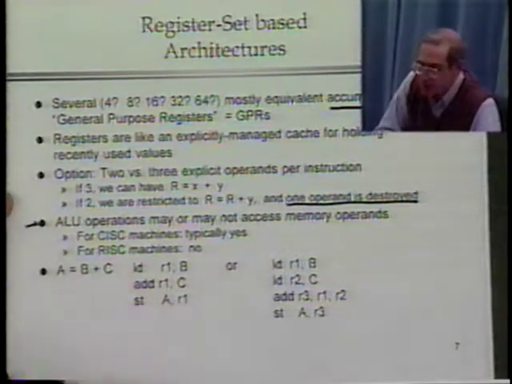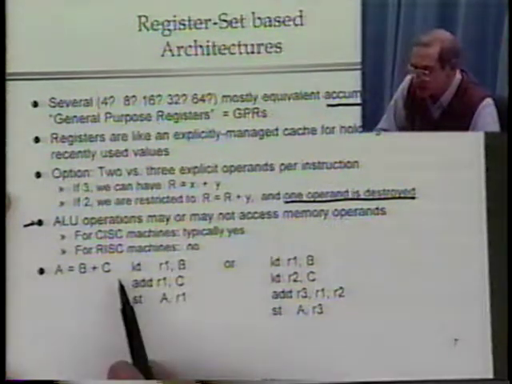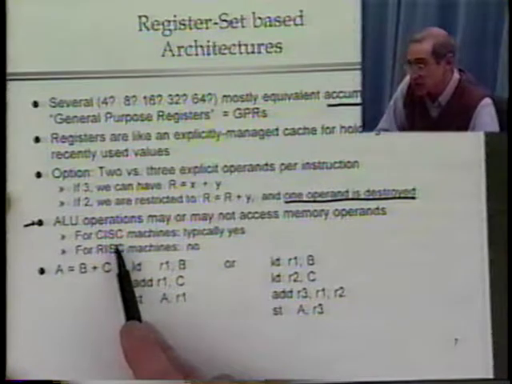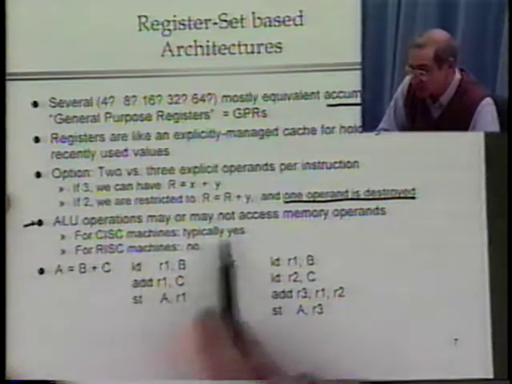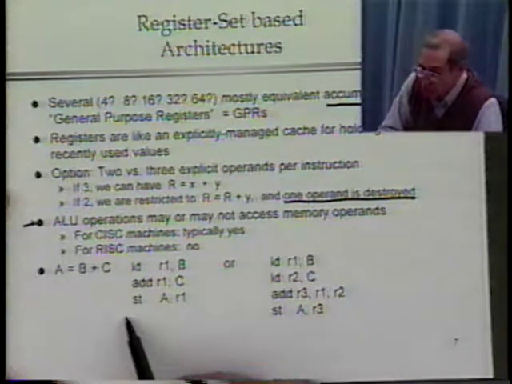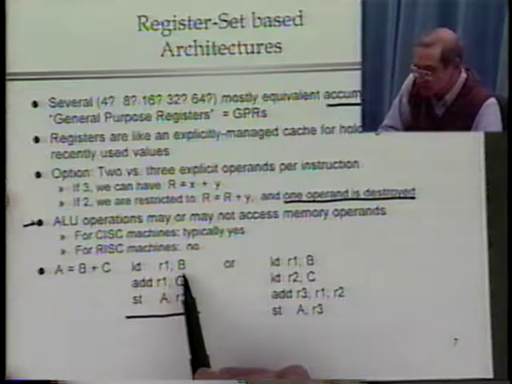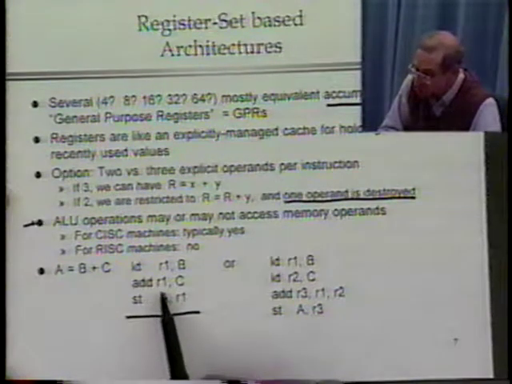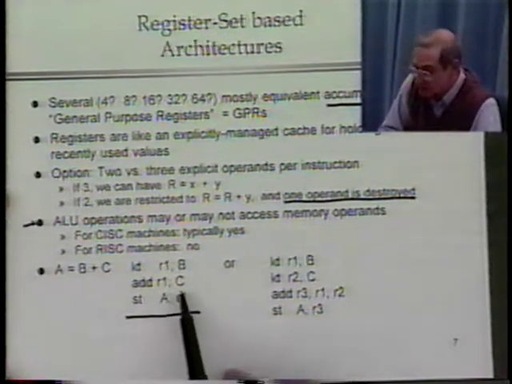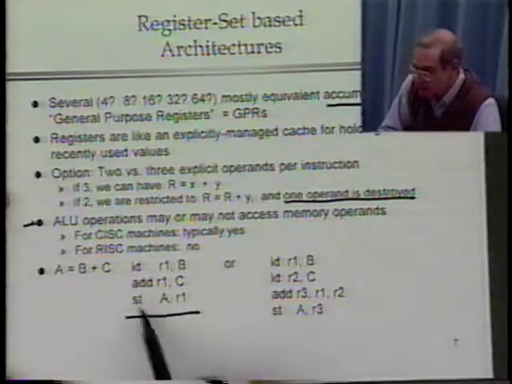Another choice you get to make is whether or not ALU operations can have memory accesses. And typically for the CISC machines, for the complex instruction set machines, the answer was yes. So you could write an instruction sequence like this for A equals B plus C. Load into register 1 the memory location B, add to register 1, destroying register 1, notice, the contents of the memory location C, and then store register 1 into A.